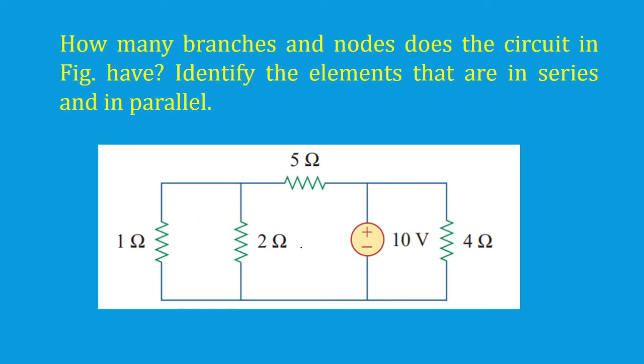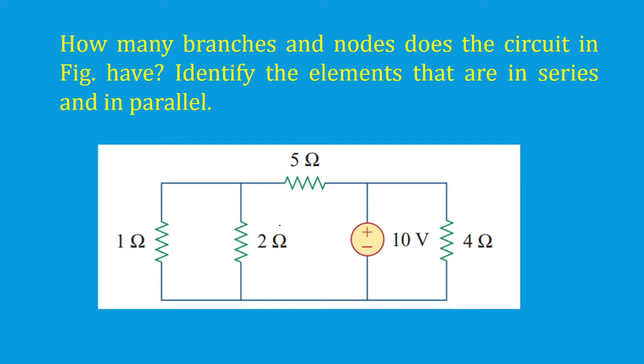Now just a simple question for you to think of for a few seconds. How many branches and nodes does the circuit in the figure have? So he's asking us to calculate how many branches there are. Try to calculate them. Identify the elements that are in series and in parallel. What are the elements which are in series? What are the elements which are in parallel? You can pause the video and calculate how many branches, how many nodes, and how many elements are in parallel and in series.